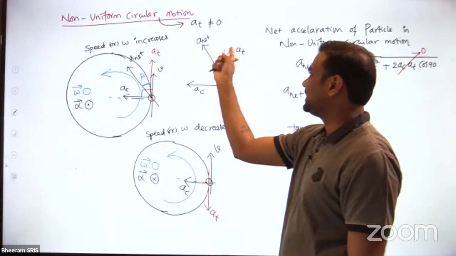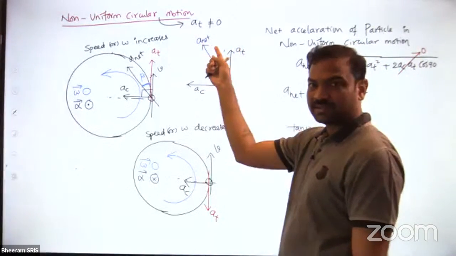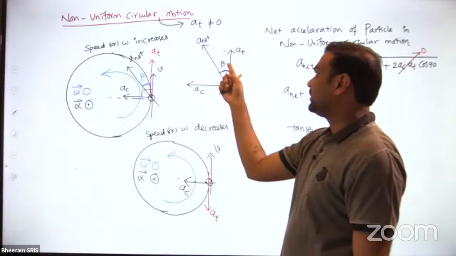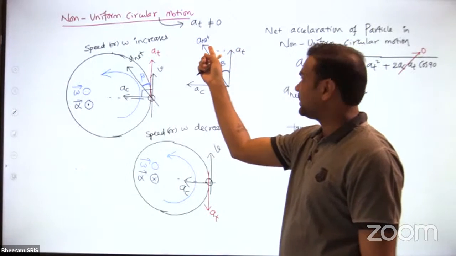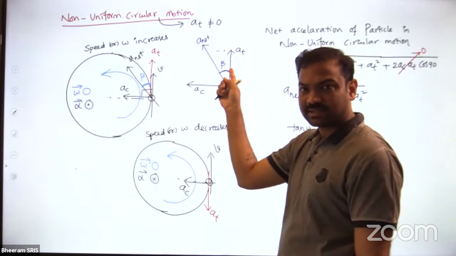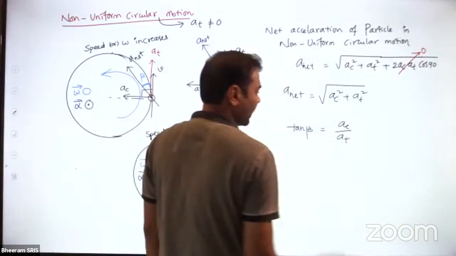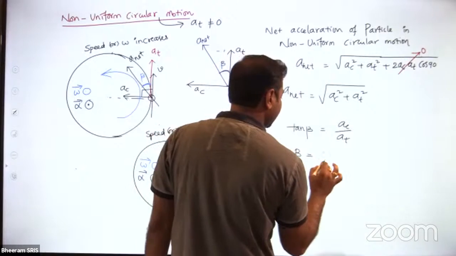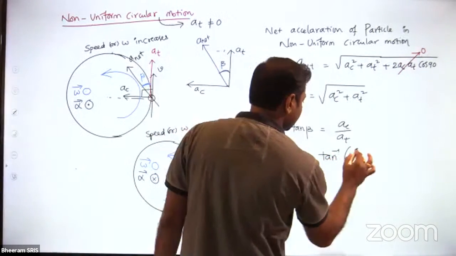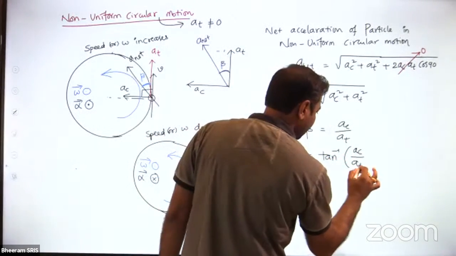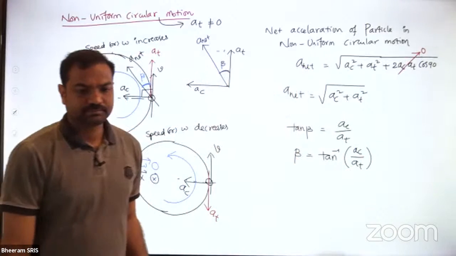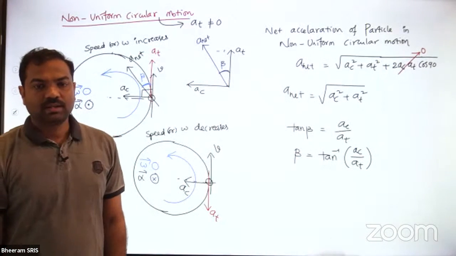You can draw here AC, the centripetal acceleration vector. Then tan beta is equal to opposite acceleration, which is centripetal acceleration, by adjacent acceleration, which is tangential acceleration. Then I can write down simply AC by AT. Then the beta value goes to tan inverse AC by AT. Okay, no? So that is the beta.